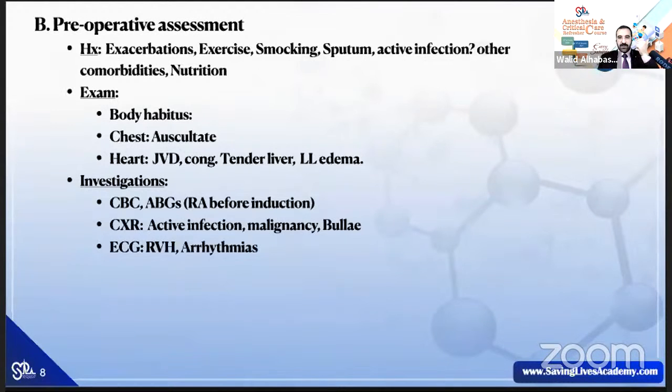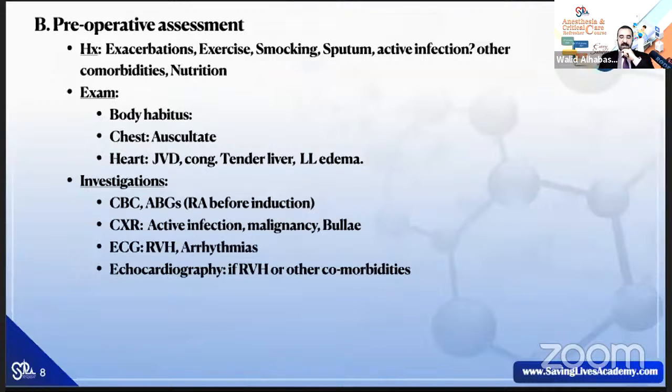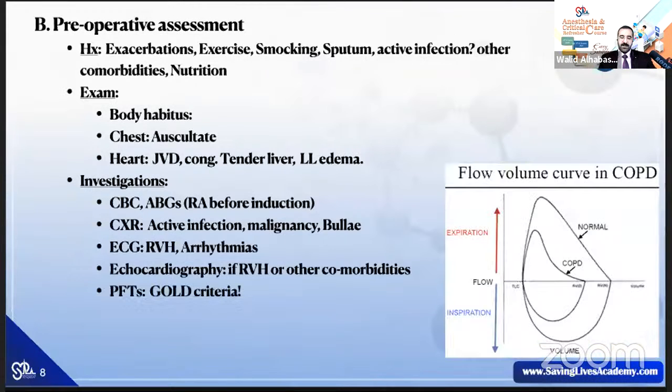ECG, you're looking for any arrhythmias. Atrial fibrillation is not uncommon in those kinds of patients, and also right ventricular hypertrophy and strain pattern. If you're suspicious from your ECG pattern, go ahead with an echocardiography, particularly if you have any other comorbidities. Pulmonary function testing, are we doing that for all COPD patients?